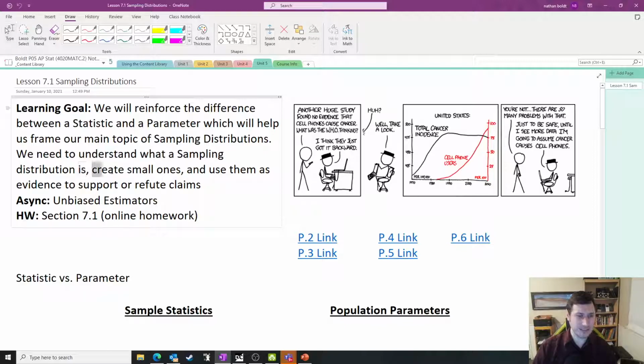We might create some small ones. That's not super important. The main thing is we're going to use them as evidence to support or refute claims. The sampling distribution is really something we can use to support or refute claims.